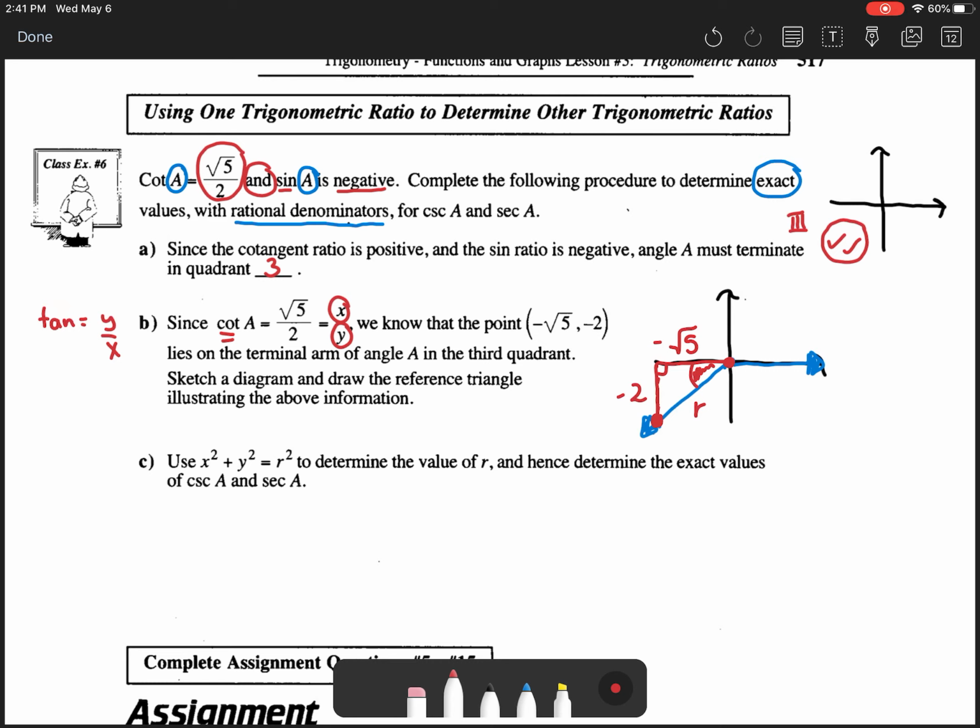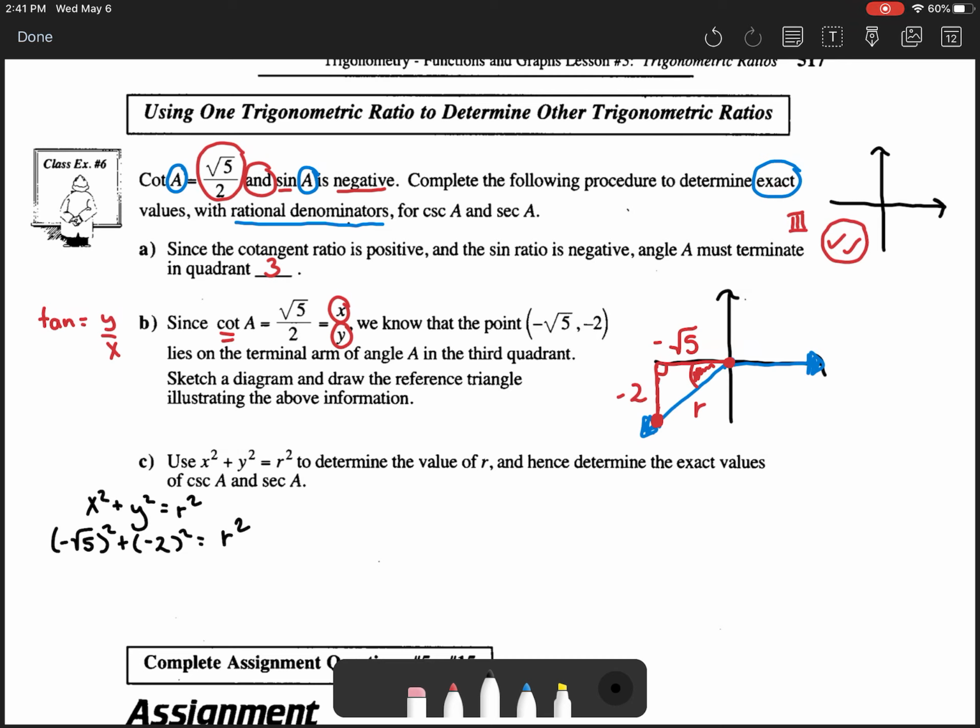So it says sketch a diagram and draw the reference triangle illustrating the information above, and that's exactly what we have done there. Now in part C, it says use x squared plus y squared equals r squared, so your Pythagorean theorem, to determine the value of r, and then determine the exact values of cosecant of a and secant of a. So in order to find cosecant and secant, I need to know what r is. So again, just set up your formula. x squared plus y squared will equal r squared. The x value here is negative root 5. I have to square that. The y value is negative 2. I have to square that. And I'm looking to determine r.